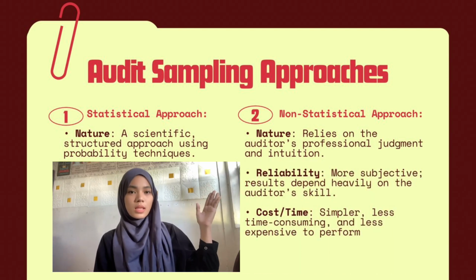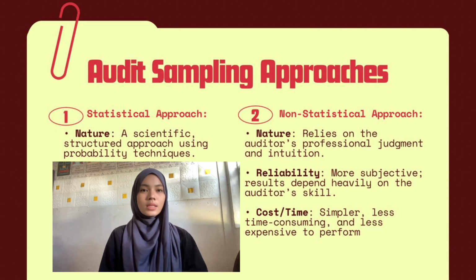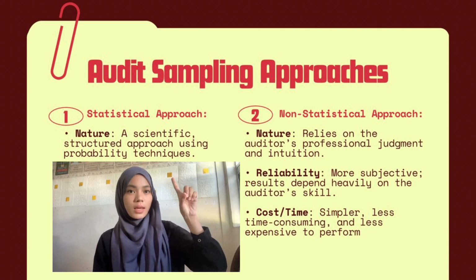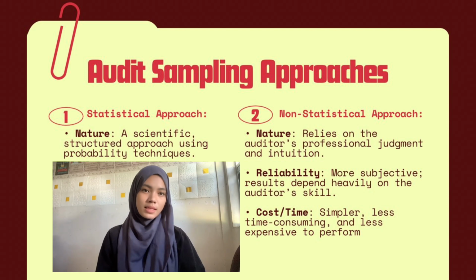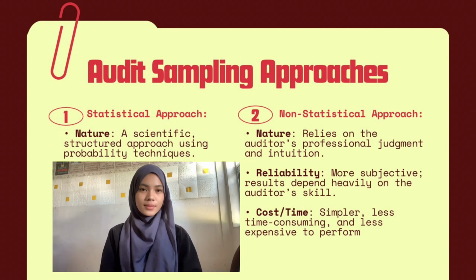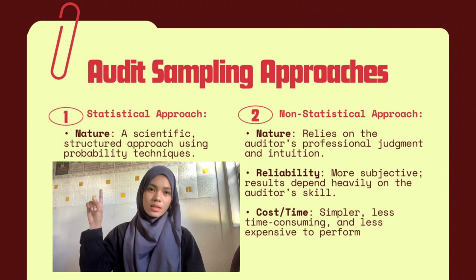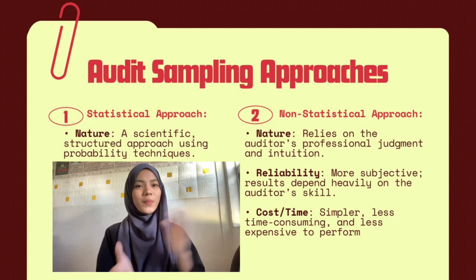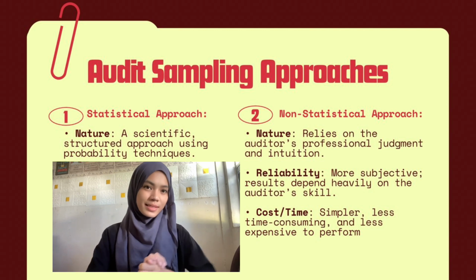Next, we have the non-statistical approach. Nature: this relies on the auditor's judgment and intuition. Reliability is more subjective, so the result depends on the auditor's own skill. Cost and time, however, is simpler, faster, and cheaper to perform since no fancy tools are needed. So, we choose the statistical for precision and the non-statistical for efficiency. Both are essential for a solid audit.